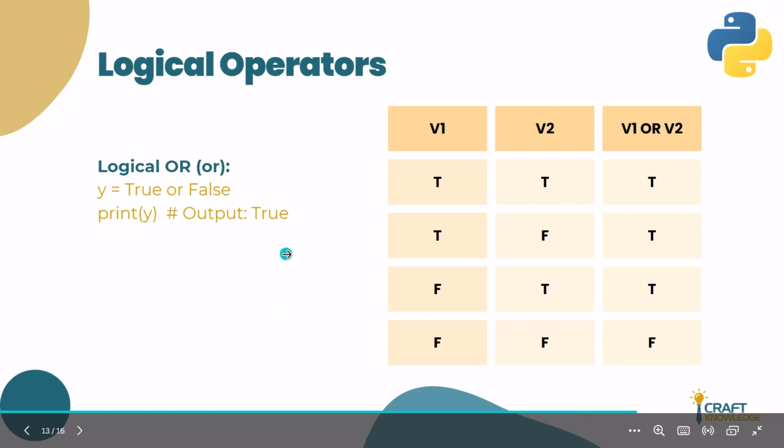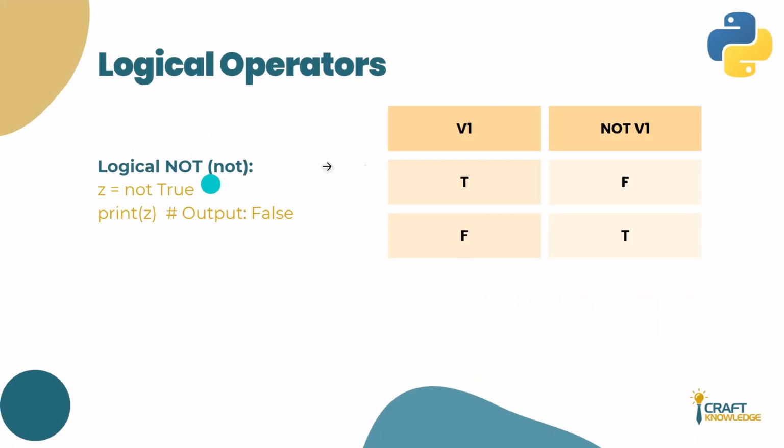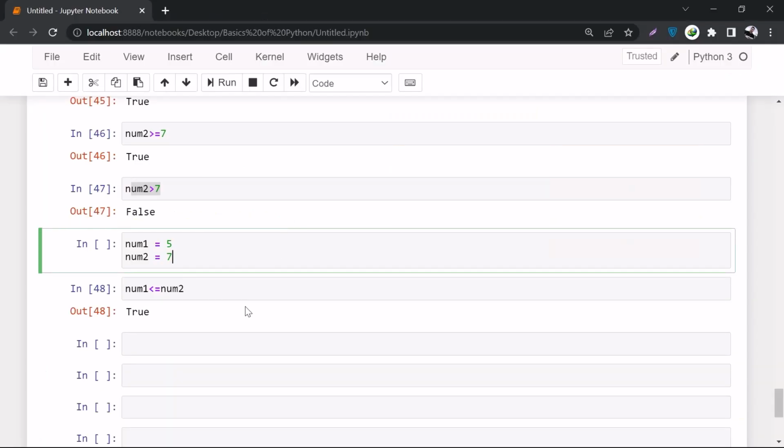Cool. And finally, we have the not operator. That is a very simple thing. Whatever is the input, it outputs the opposite. For example, if the input is true, the output is going to be false. If the input is false, the output is going to be true, right? These things may not be very clear over here. That is why we have Jupyter over here.